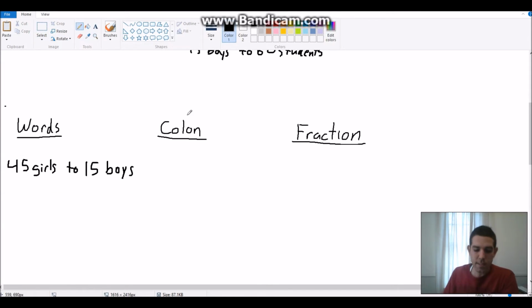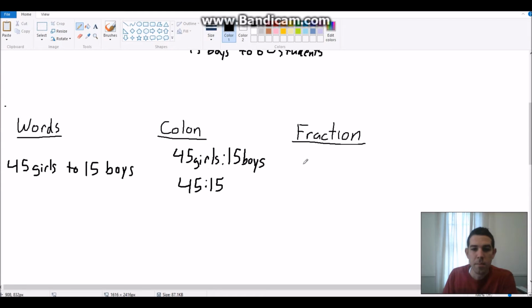Now if we want to write this with a colon, we can also say that there are 45 girls, colon, 15 boys. Or it's simpler, 45 to 15. There's a ratio shown with a colon. That's a little double dot here.